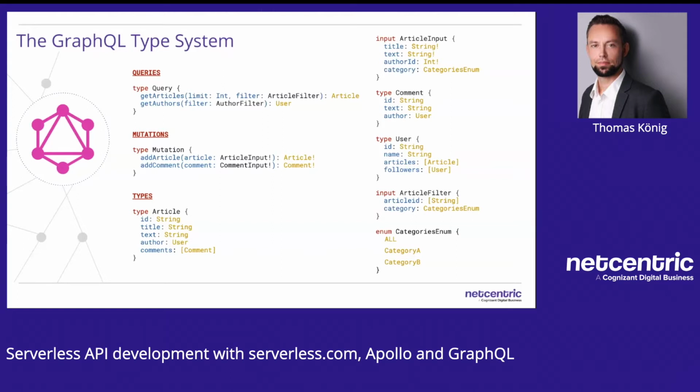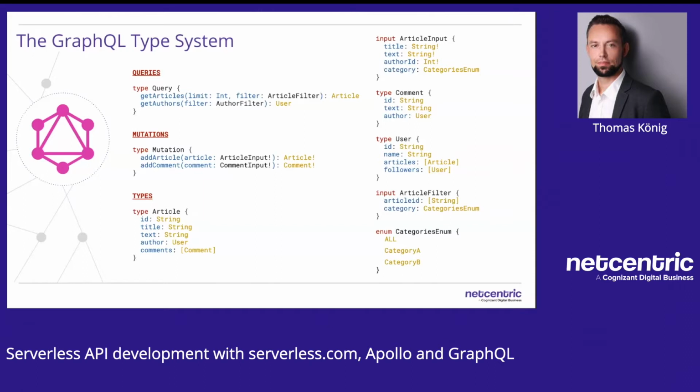Those queries can work with simple data types like integers, strings and booleans, but you can also bundle those simple types into so-called input types. As you can see in the upper right corner, there's an article input type, which describes your input parameter in a more structured way. In this case, we have an article input type that requires you to send a title and a text of type string, an author ID and so on.